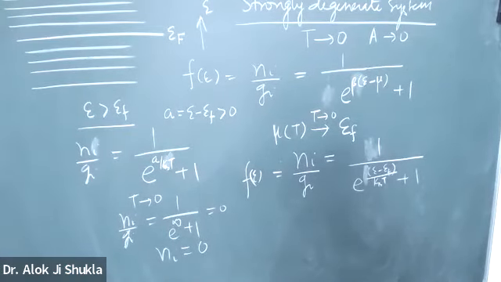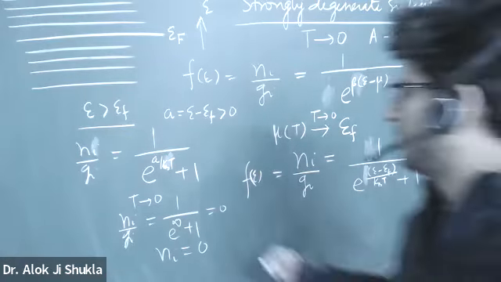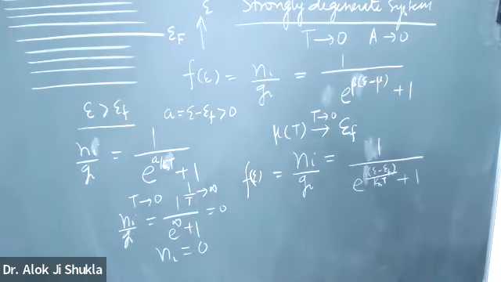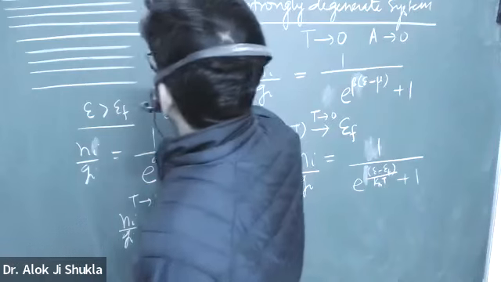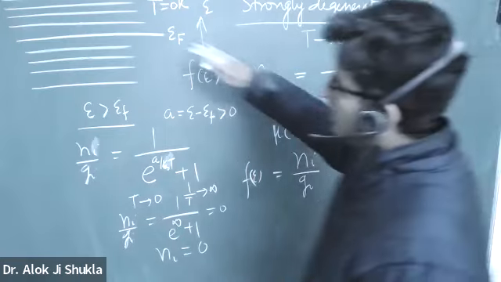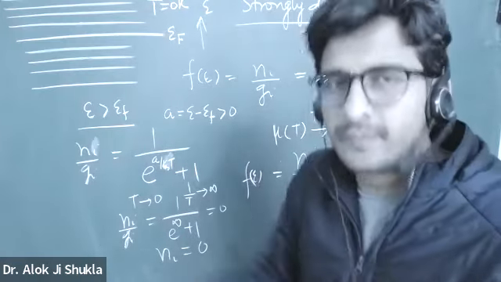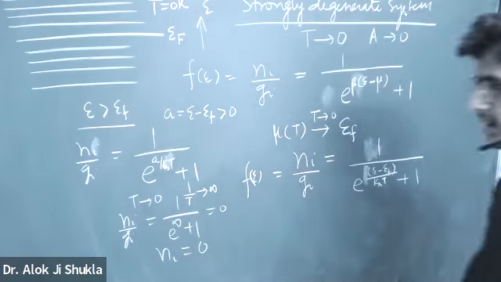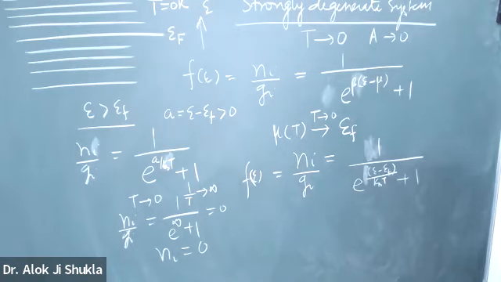Yes? Because T is equal to 0 means 1 upon T is equal to infinity. So this means that at 0 Kelvin, no fermions will be there above the Fermi level. There will be no fermion above the Fermi level because there Ni is equal to 0. No fermions can be there above the Fermi level. Yes?